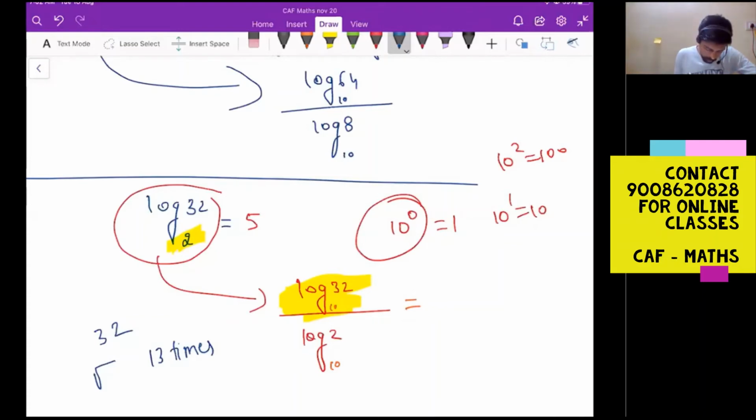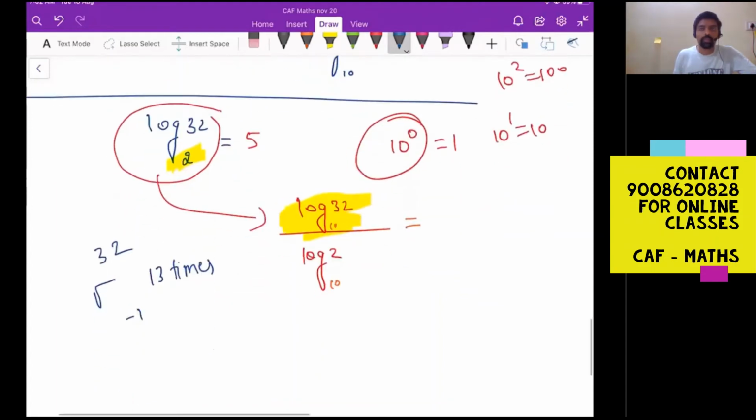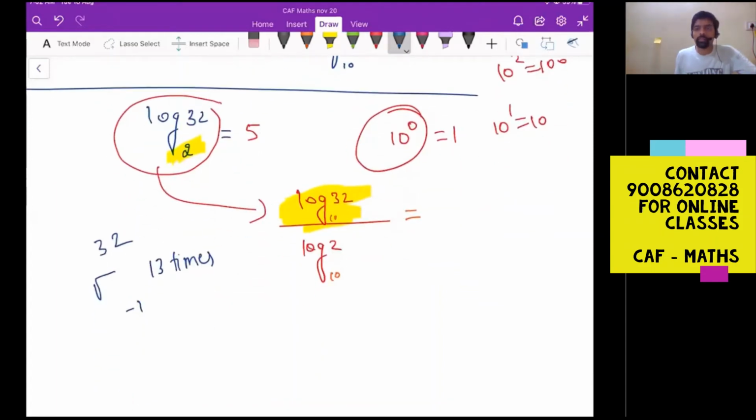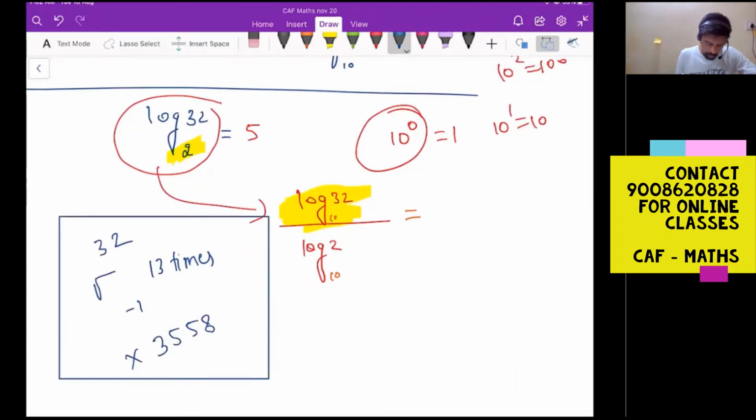After that, minus 1, minus 1. Don't do anything now. Just follow my instructions. Into 3558. Okay, now tell me the answer. What is the value of log 32?